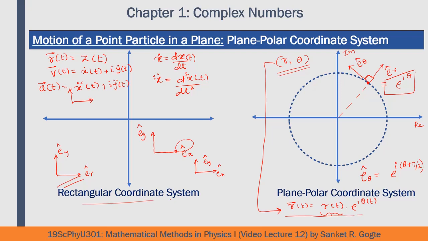Unit vectors in plane polar coordinates, unlike the rectangular coordinate system, are not in the same direction at all points. They are in different directions for different points. For example, if I consider this point, e_r is going to be in this direction and e_theta will be in this direction. So this is e_r cap and this is e_theta cap. For this point, e_r cap is going to be in this direction and e_theta cap is going to be in this direction.